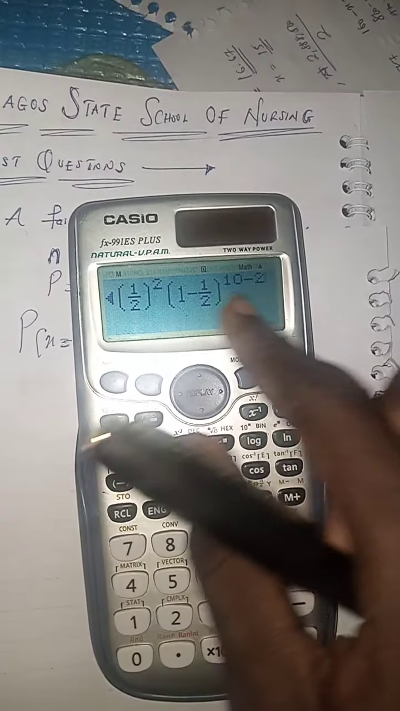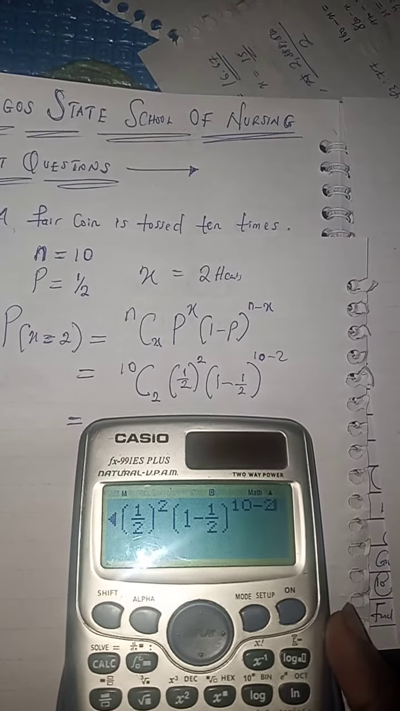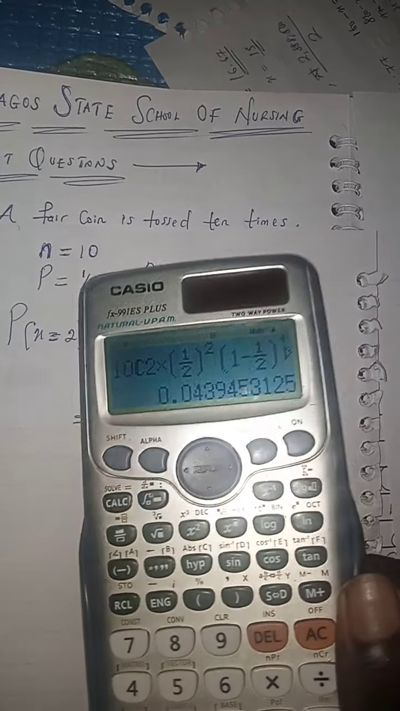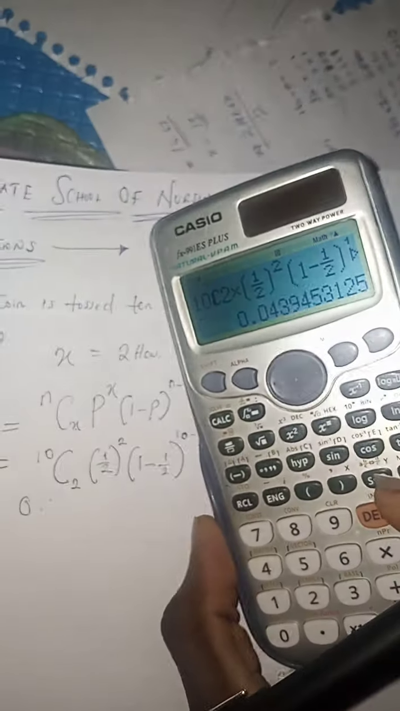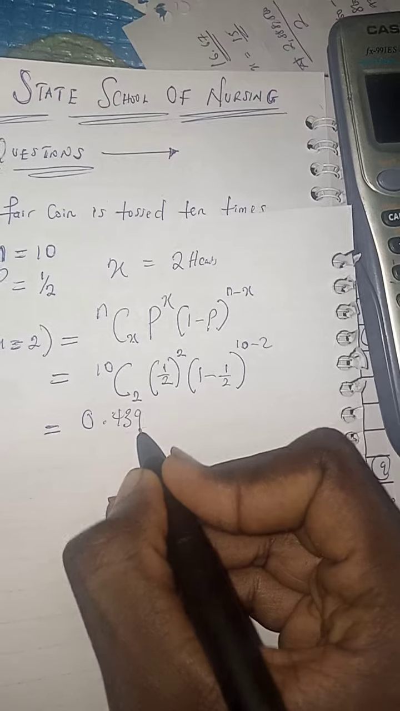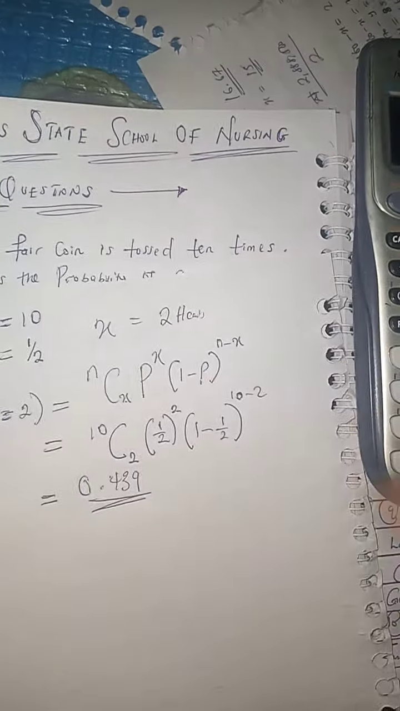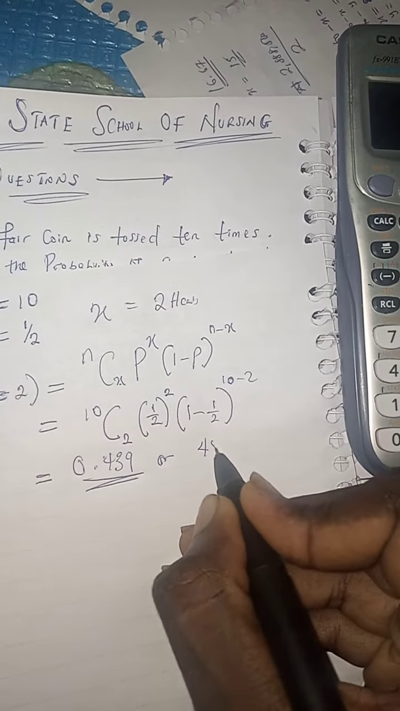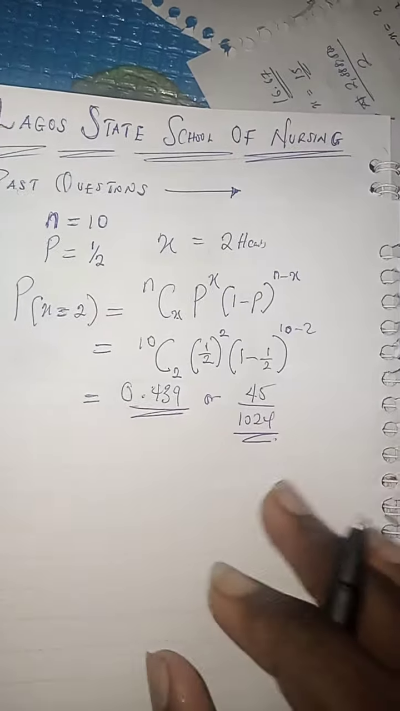What you're seeing on this screen is what you have in this note. By the time you press the equal to sign, the final answer is 0.0439. Please take note of this. You might not see this in the options. It might be in fraction. You might see it as 45/1024 as the final answer. So please take note of this question.